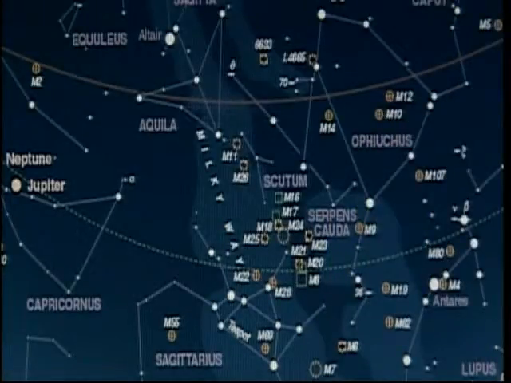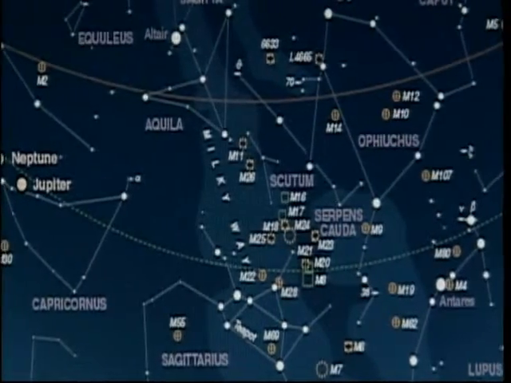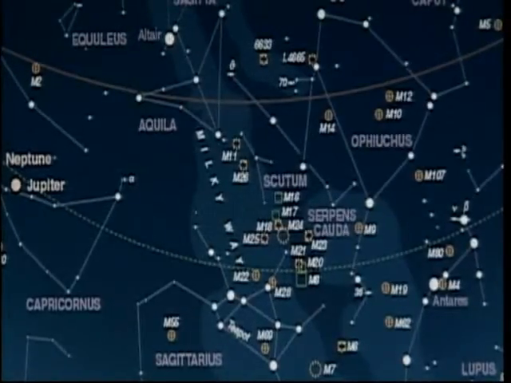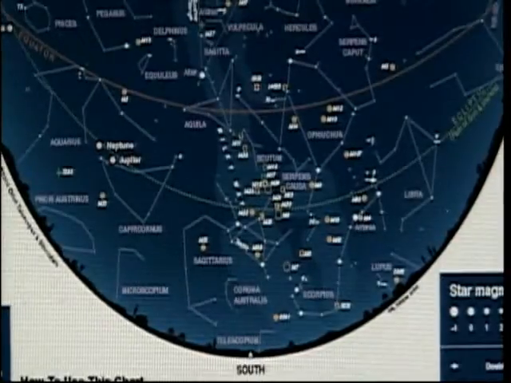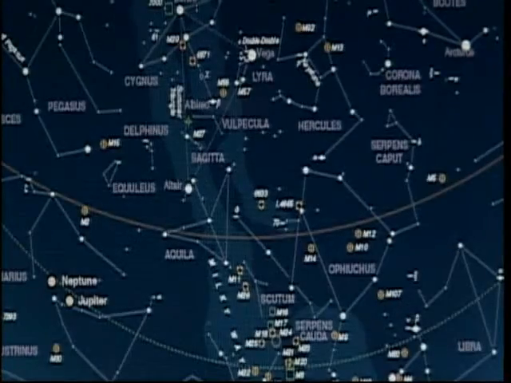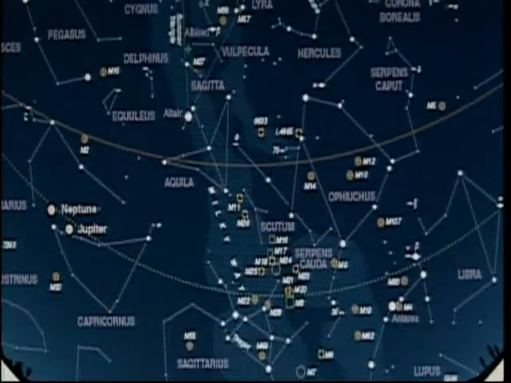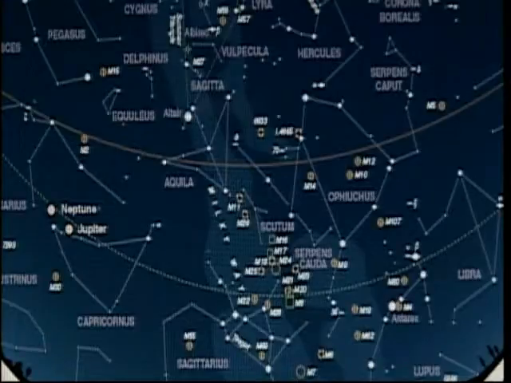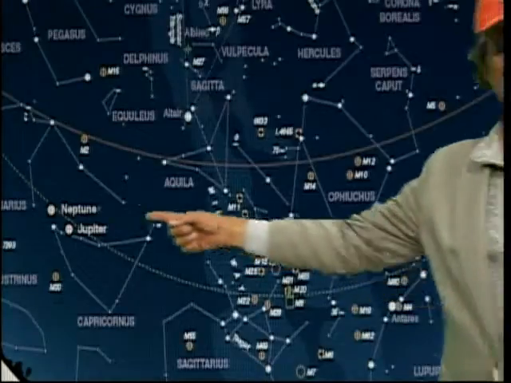So our star chart here for August. We're going to need to zoom out a little bit, if this will let us. It's too much. So we're going to zoom a little bit more. So what I want to know is where the planets are. When you look here, you're going to see Jupiter and Neptune. Jupiter and Neptune here.